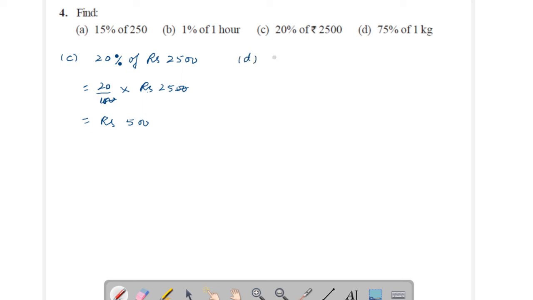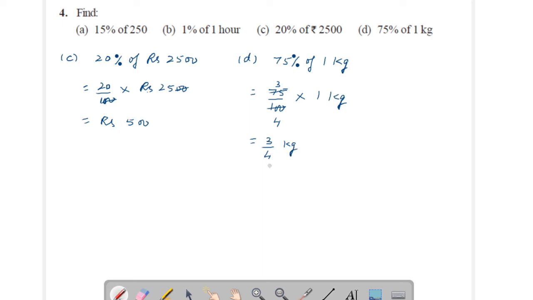Now come to D part. It is 75% of 1 kg. Here 75% means 75 upon 100, of means into 1 kg. Simplify it. Cancel the terms by 25. 25 3. 25 4. It is 3 upon 4 kg.